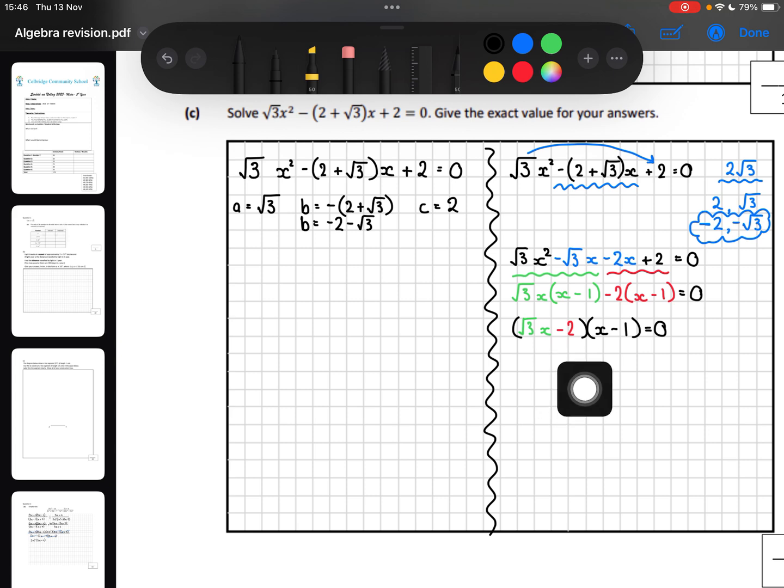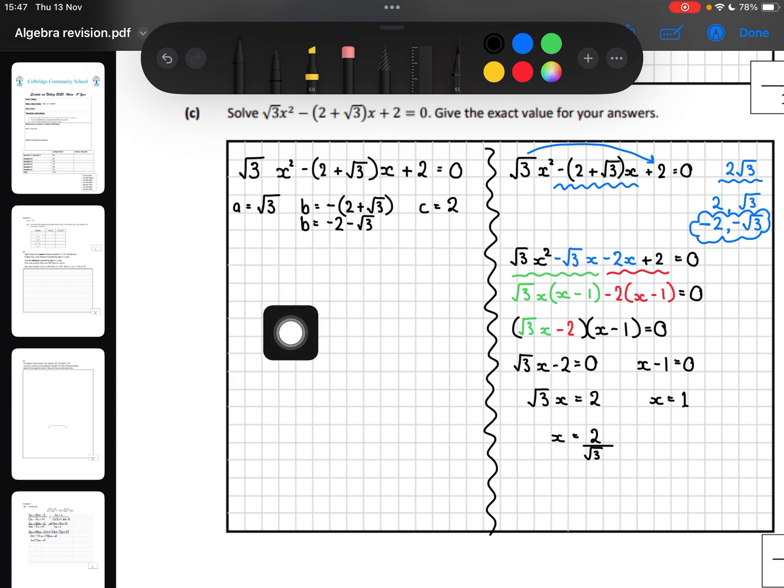Okay, so to solve, I have to let each bracket that's multiplying equal to 0 and rearrange both of them. Okay, so if I want to rearrange this one, I will get that the square root of 3 times x is equal to 2. So x is equal to 2 over square root 3. Now, if you want, you can rationalize the denominator. You don't have to. In this one, x is equal to 1.